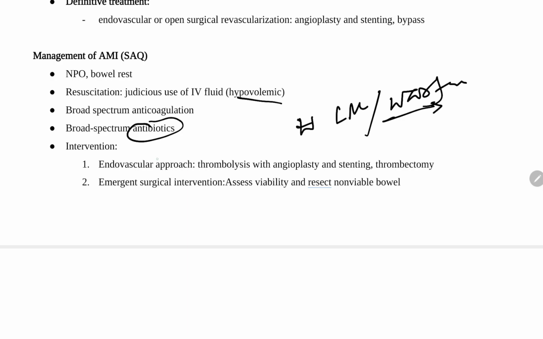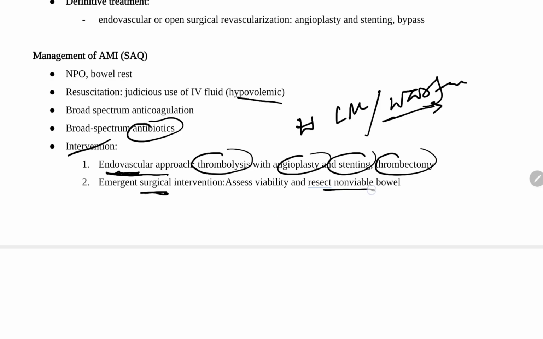And finally, the definitive management, intervention. This intervention may be endovascular or open surgical. For endovascular procedures, it may be thrombolysis, thrombectomy, angioplasty, or stenting, whatever it is. And if needed, surgical, that is laparotomy and surgical resection of the non-viable bowel with end-to-end anastomosis.